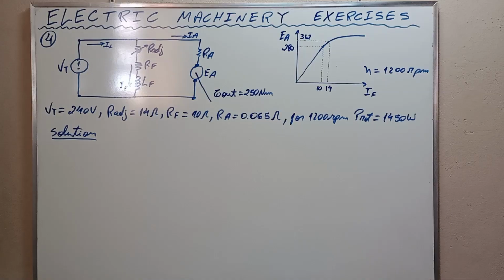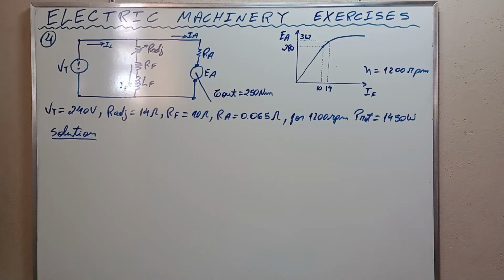At a speed of 1200 RPM, the rotational loss is P-rot 1450 watts. The question: if the motor drives a hoist that demands a torque of T out equal to 250 Newton meters independent of speed, determine the motor speed and efficiency. Okay, my friends, this is the exercise. Let's go to the solution.